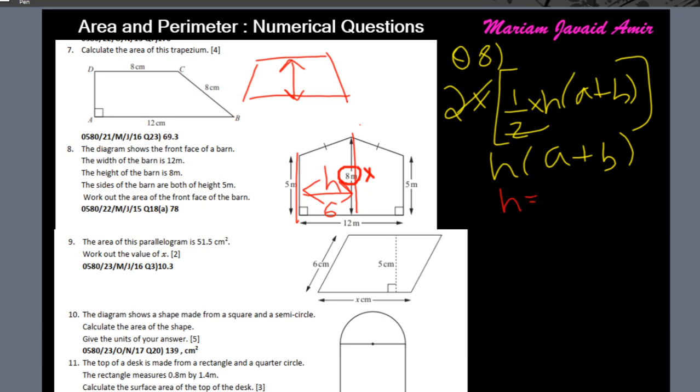Alright, so let me insert the values now. 6 times the opposite sides are 5 and 8. 6 times 5 plus 8. This will give me 6 times 5 plus 8, which gives us 78. Alright, Question number 9.